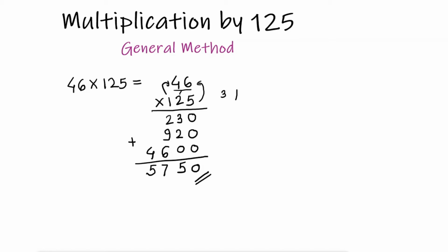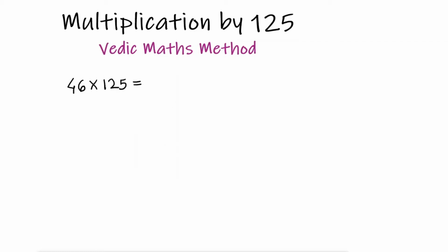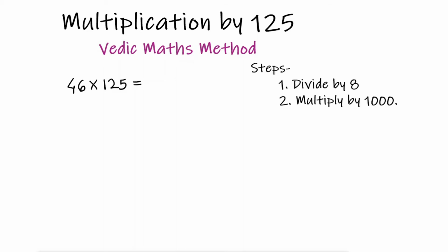Now we will see how to solve the same problem by using the Vedic maths method. Let's take the same example, 46 multiplied by 125. As we have learned in the multiplication tricks by 5 and 25, we have to use the same steps, that is only two steps. The first step is divide by 8, means you have to divide the number by 8, and the second step is multiply by 1000, means you have to multiply the first step answer by 1000 and then you will get the answer.